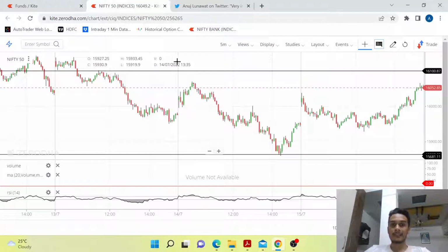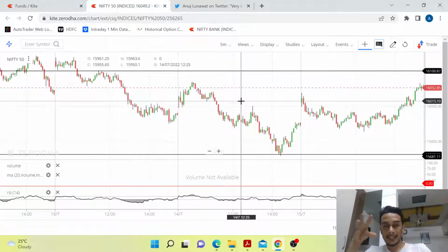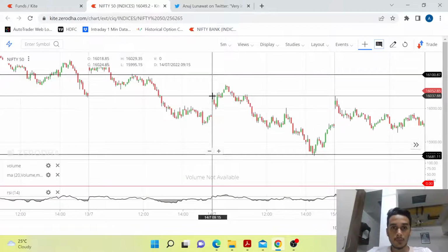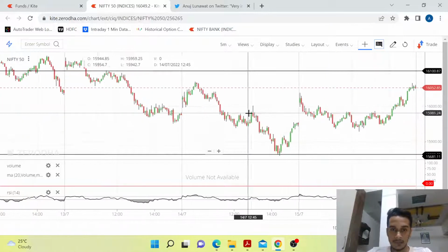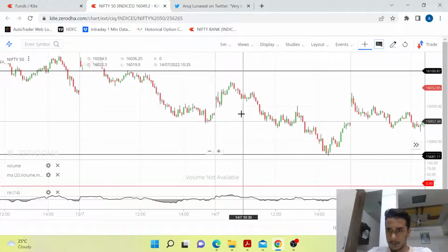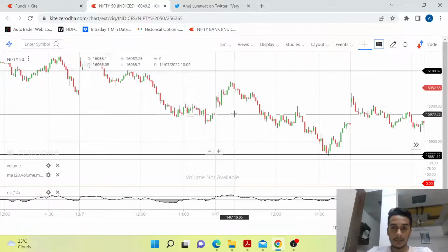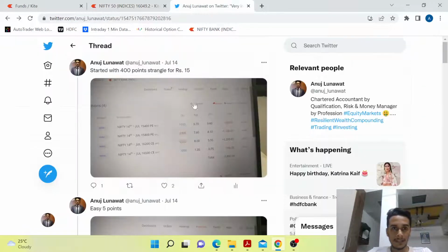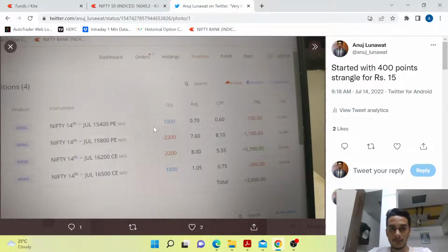As I said, I start non-directionally, but as the day progresses and I get a hint of the direction by observing the price action, I adjust my positions by incorporating the directional bias. Okay, so if we see on 14th of July here, markets opened somewhere around 16,000. Here, how I started was with a 400 point triangle.